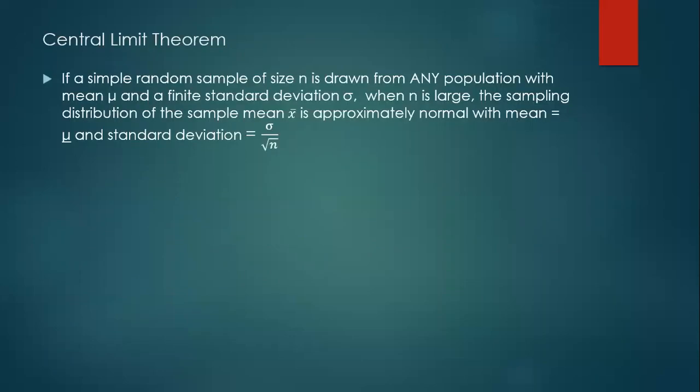If a simple random sample of size n is drawn from any population with mean mu and a finite standard deviation sigma, when n is large, the sampling distribution of the sample mean x bar is approximately normal, with mean equal to mu and standard deviation equal to the standard deviation of the population divided by the square root of n. So you guys see now how the answer for 15 came about. It's based on the central limit theorem.